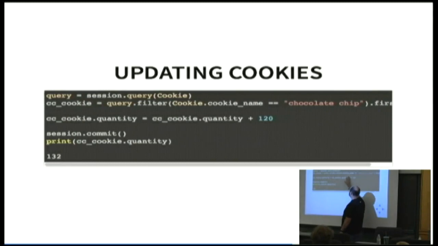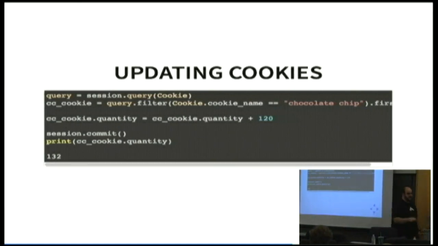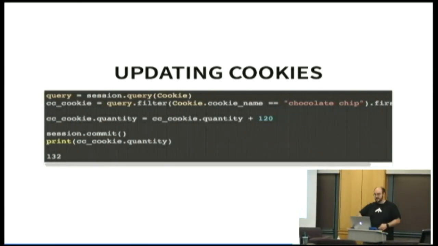All I did was made sure I had the object. Once I had the object and it was associated with the session, I then just performed whatever operation I wanted to do to change that. So in this case, I just said whatever the existing quantity is, plus 120. And then once I call session.commit or session.flush, if I'm trying to be efficient, that quantity is automatically updated. And every instance of, or every reference to that cookie object will be updated as well. Does that make sense? Pretty straightforward, right?